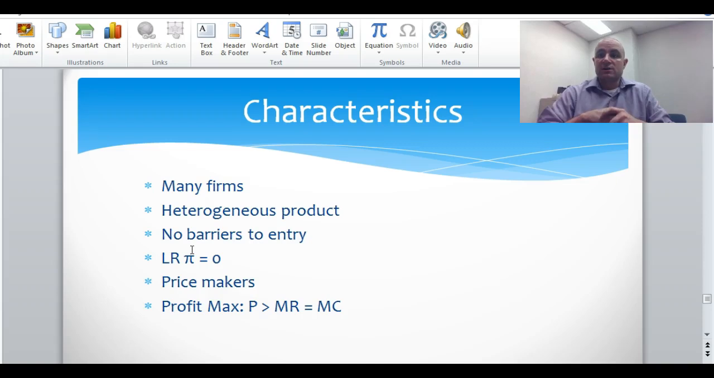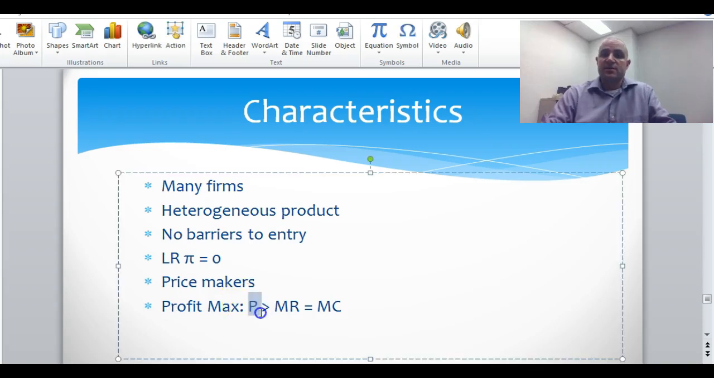And so because of that, and we'll talk about this in a minute, they end up being price makers. And when they're price makers, they can set the price. They're going to have it where that price is greater than marginal revenue, and marginal revenue equals marginal cost. That's where they maximize their profits. So now, what firms fall into this?